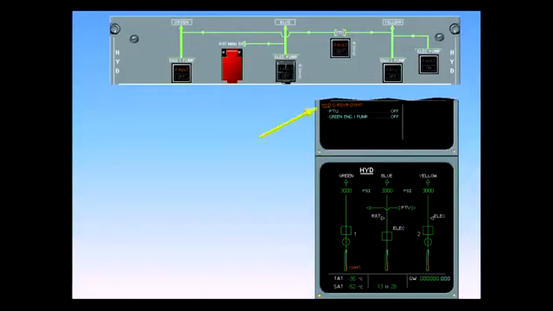On the EWD, read the title of the failure. Observe the amber overheat indication next to the green reservoir on the hydraulic ECAM page.